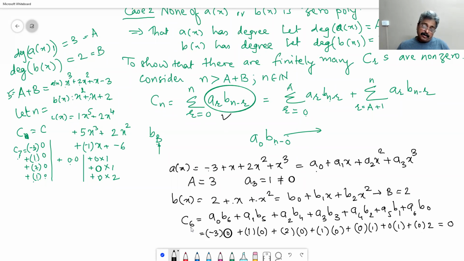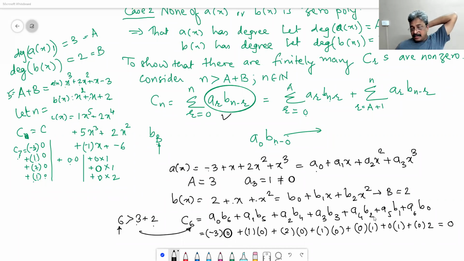So if you happen to take this number n, which is 6, greater than 3 plus 2, c of this number becomes 0. And it is going to be so for all numbers greater than 5. And that is how we will prove that there are finitely many non-zero coefficients.